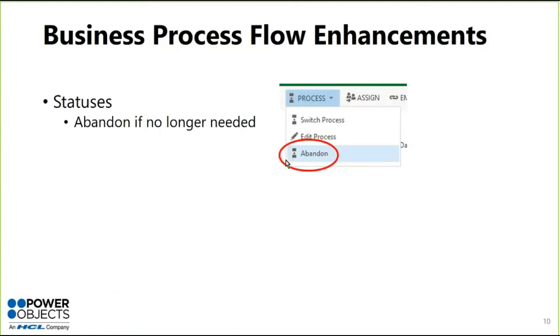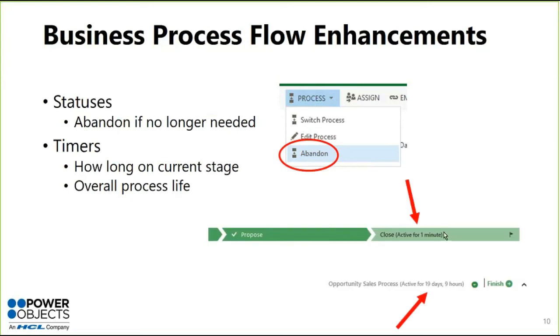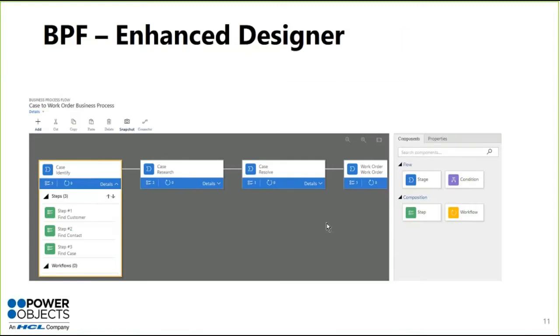So here are the ways that we can modify that status. You have that process drop down on the command bar. We'll see what those timers look like. Where do you see those? They're in the stage itself, and then at the bottom of that business process flow, and this is the web client view. And then this is what that enhanced designer looks like.